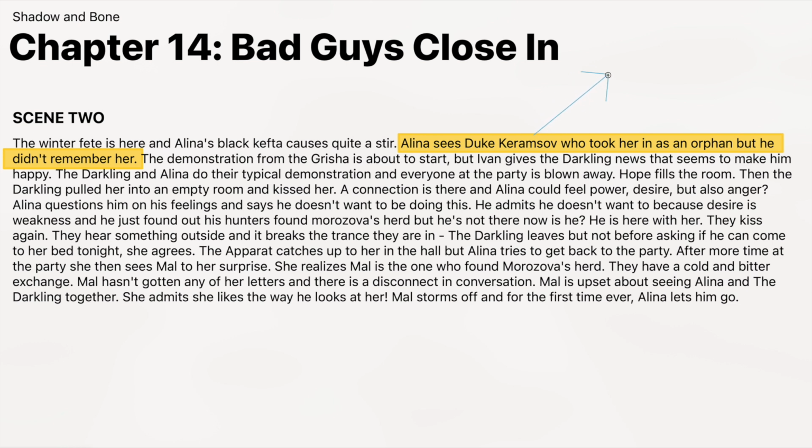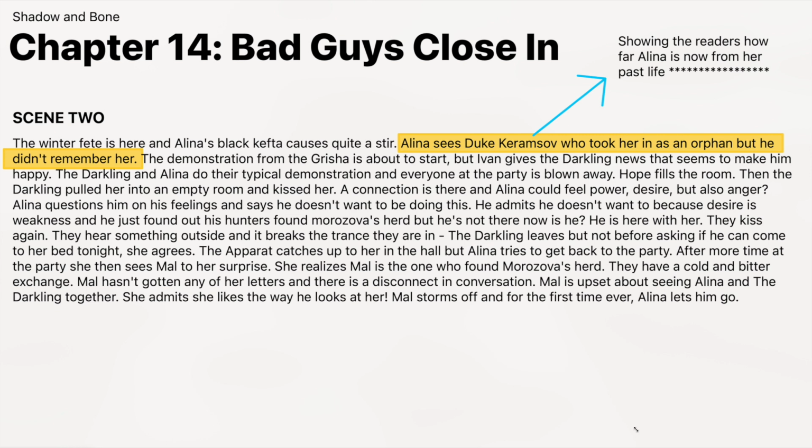This is showing the readers and Alina how far Alina is now from her past life. And that's honestly what books are all about. That's why story structure, I think, really does matter, because you can play around with it, but at the end of the day, most stories are about how someone does or doesn't grow, but ultimately about how far away they are from that starting point.